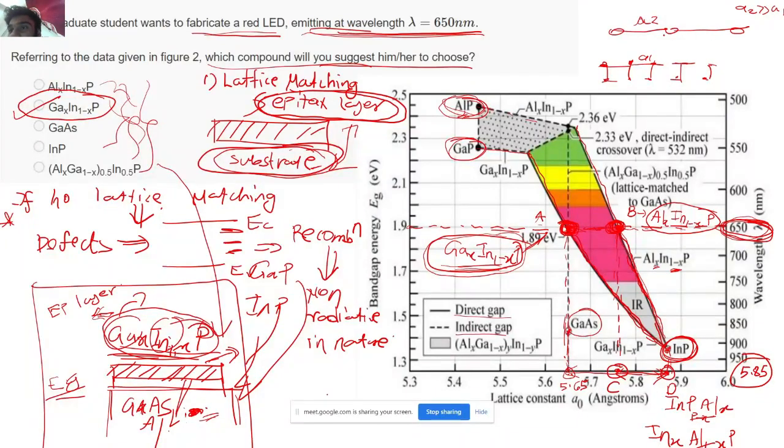So now if I try to join these two things, right? Let's say this is my epitaxial layer and this is my substrate, correct? So if I try to join, then there will be a lot of defects happening over here. And I don't want these defects to happen, because if I get those defects, I will be getting extra energy levels in the band gap, right? And I don't want that.